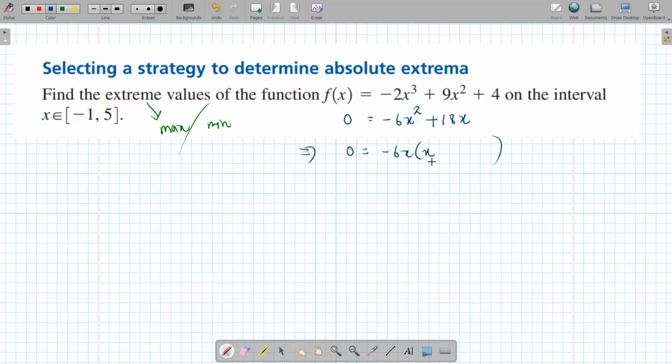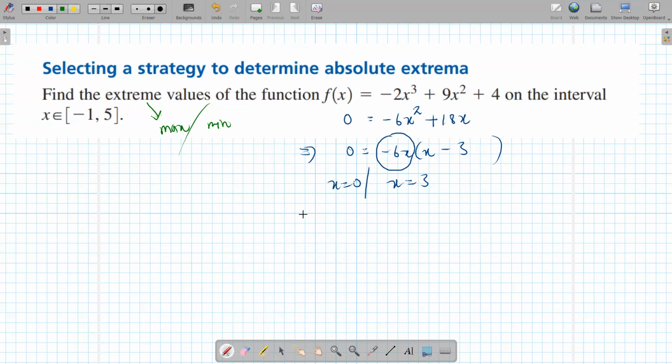First term's going to be an x. What's the second term? Negative 3. Yeah, negative 3. So this means when x is 0, you have a turning point, and when x is 3, you have a turning point, yeah? But now which one is the maximum, which one is the minimum? How do you know that?